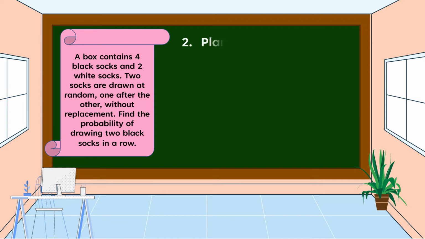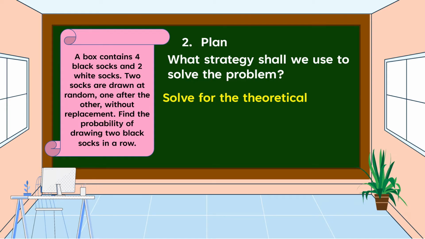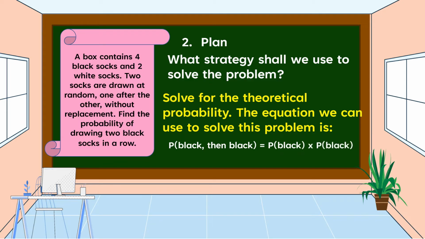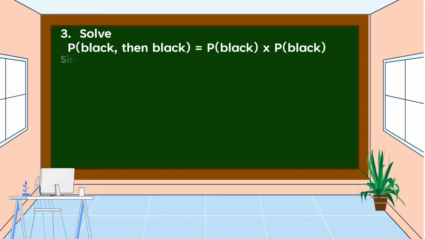The next step is we're going to make a plan. What strategy shall we use to solve the problem? Yes, you are right. Solve for the theoretical probability. The equation we can use to solve this problem is P of black, then black, is equal to P of black times P of black. The next step is we're going to carry out the plan. Let's solve the problem. We're going to use this formula.